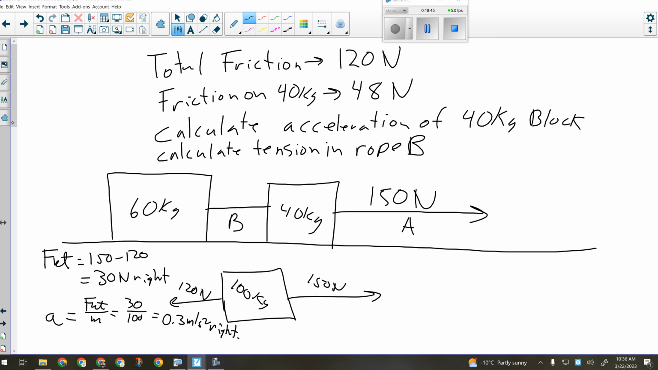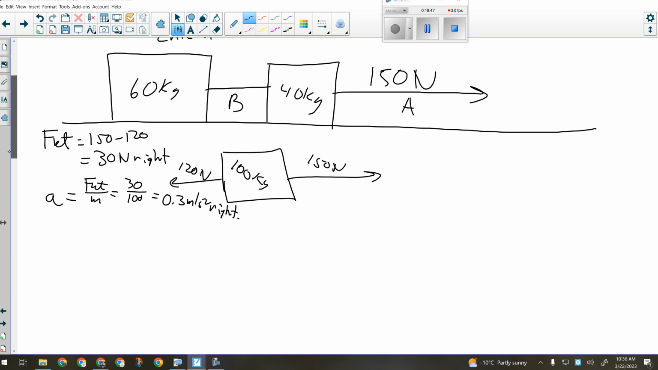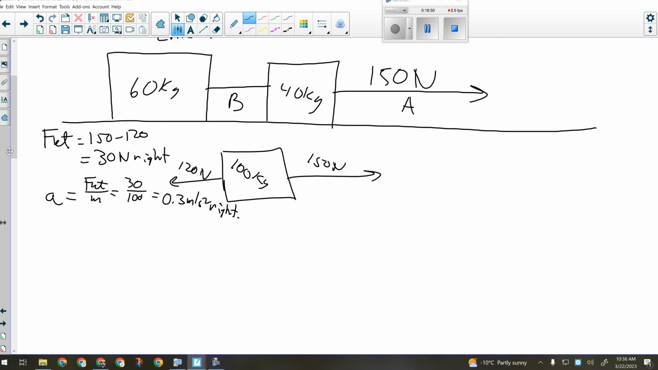Okay. Now, they want me to calculate the tension in rope B. Which box should I use? Because I obviously can't combine the system now, looking for a force within it. 40. Yeah, or 60. I can use either one. There's an extra calculation to use 60. It's just subtraction, but it's an extra calculation. All right, so I'm going to isolate just the 40 kilogram box. That's the most logical one to start with. And that doesn't mean if you did it with the 60 you did it wrong, it just means you had an extra calculation.